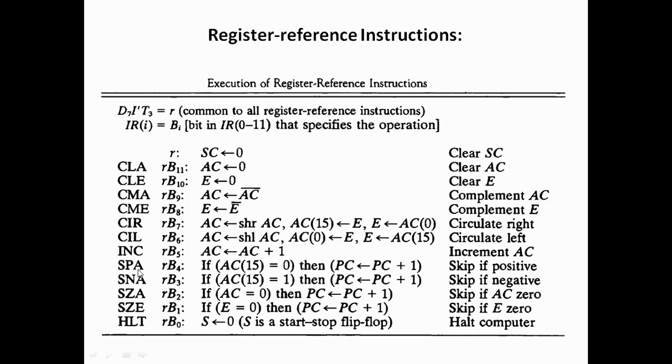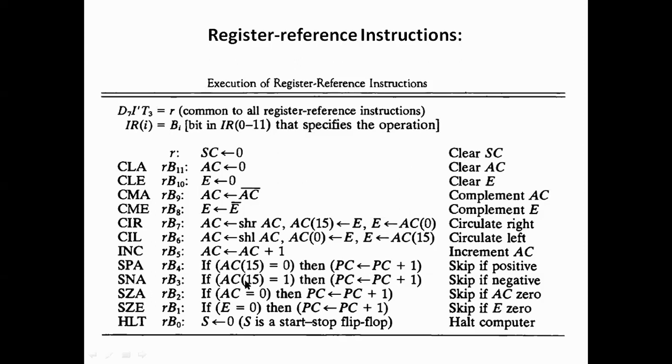Next is SPA, which means skip if positive. So if the contents of accumulator are positive, then we have to skip the next instruction. How to check whether the contents of accumulator are positive or not? We will check the most significant bit of AC. So if the number inside AC is a signed number, the most significant bit represents the sign. So if the most significant bit in AC is 0, that means it is a positive number. So if it is a positive number, we have to skip. Skip means that we will add 1 to the program counter. So the next instruction will be skipped.